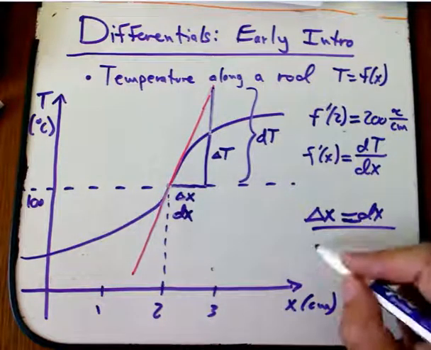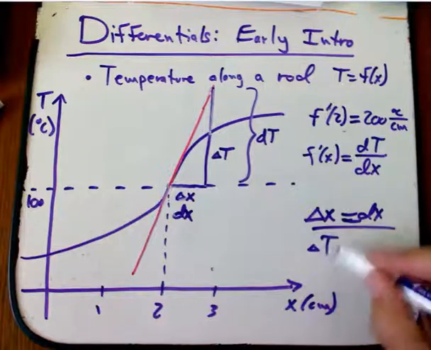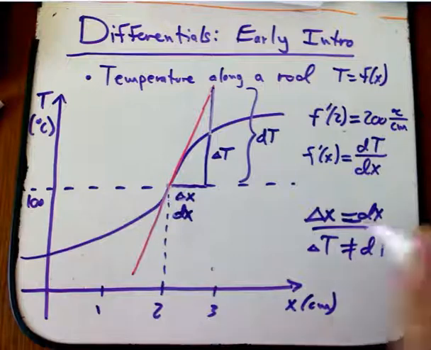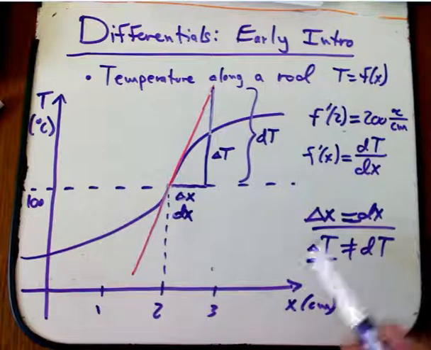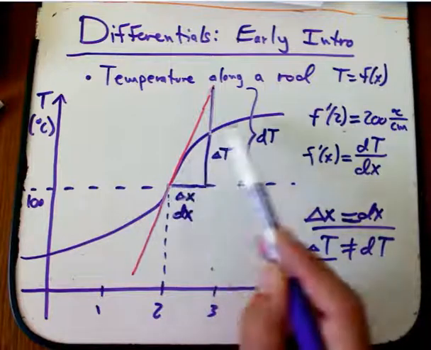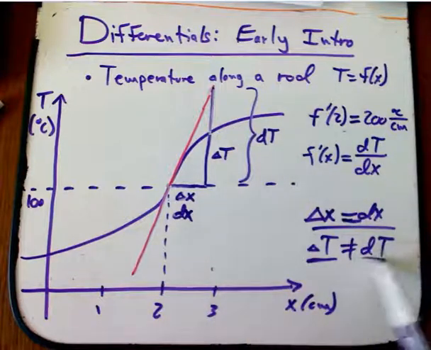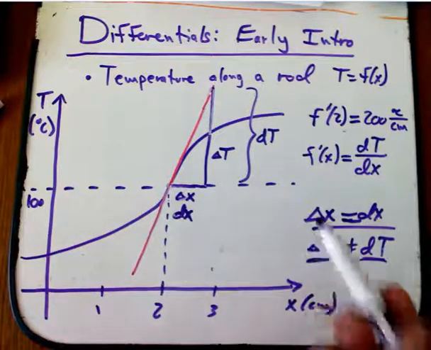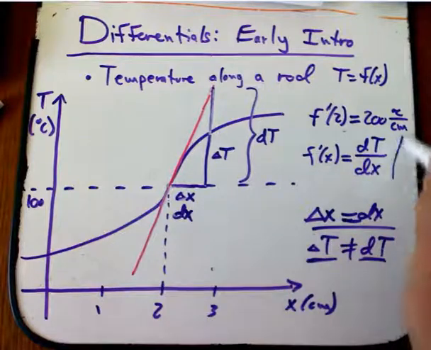On the other hand, delta t, when we're looking at the output variable, is not equal to dt. Delta t is the change we'd really like to get, but it depends on all the complexity of this curvy function. dt is the idealized change that we're going to predict as an approximation. Okay, so how does that relate to the derivative?